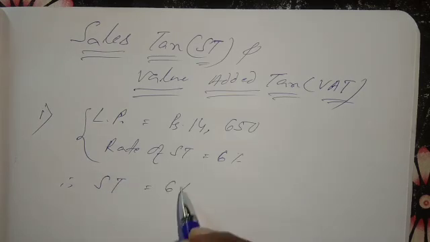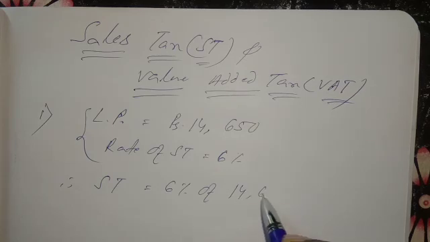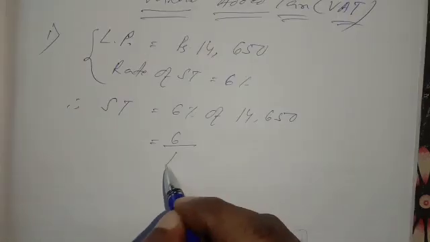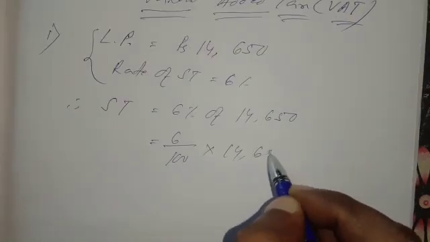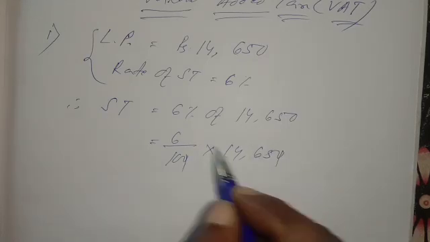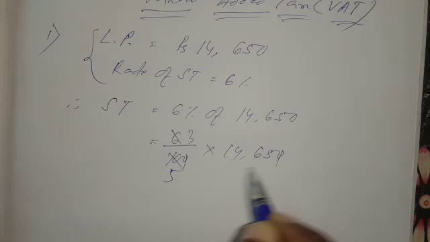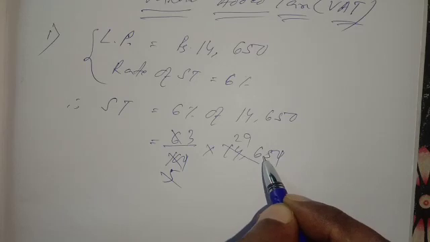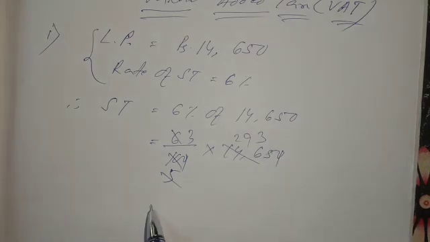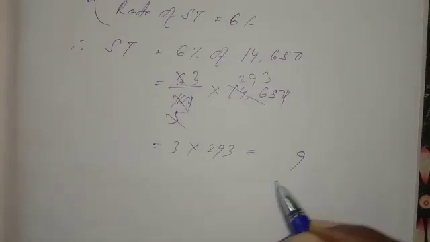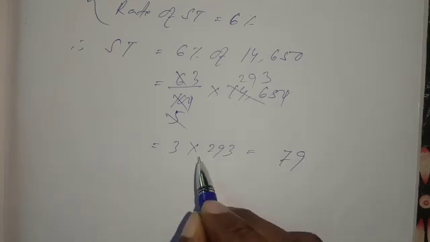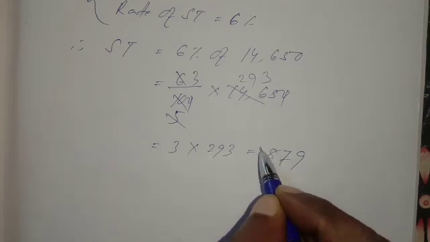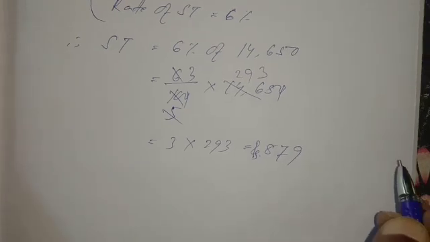That will be 6% of list price, that is 14,650. This is nothing but 6 by 100 into 14,650. 1 0 cancel here. Again it will go by 2, 2 3 is 6, 2 5 is 10. Just it will go by 5. 5 2 is 10, 5 9 is 45, 5 3 is 15. Just multiply 3 into 293. How much is coming? 3 3 is 9, 3 9 is 27, 3 2 is 6, 6 plus 2 is 8. 879 is the sale tax you have to pay.